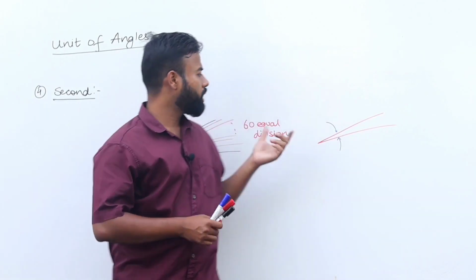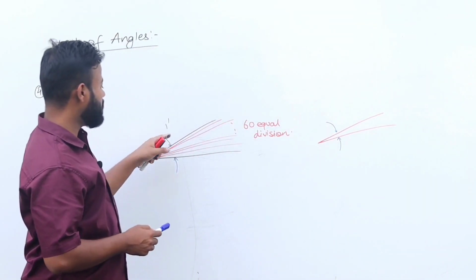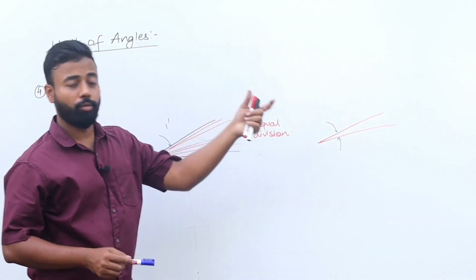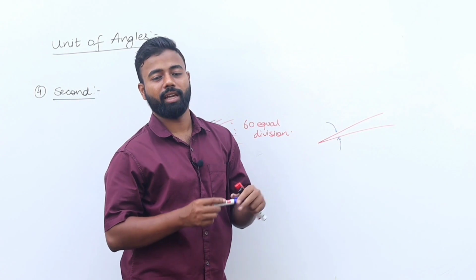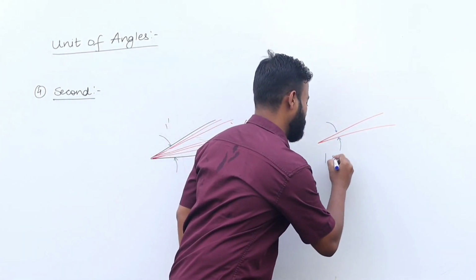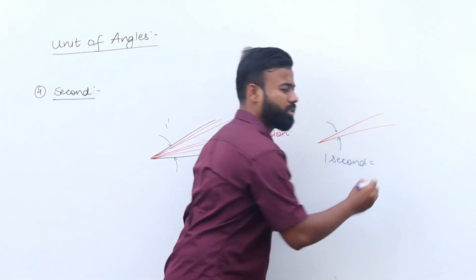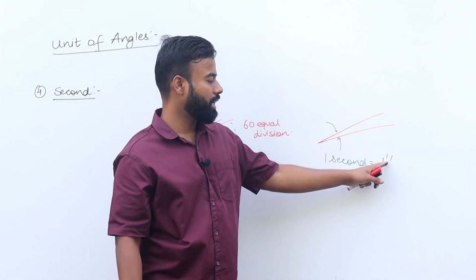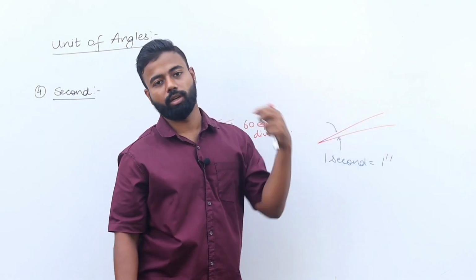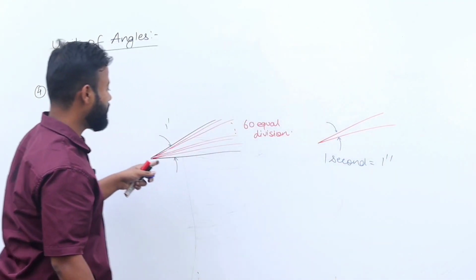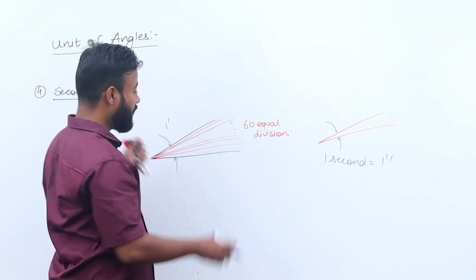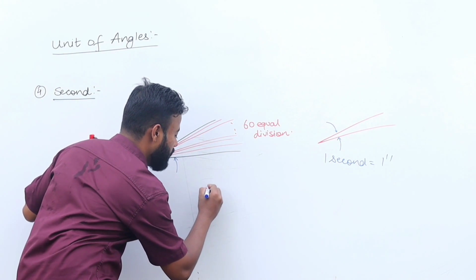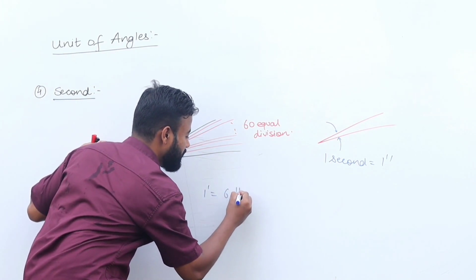Now the third unit of angle measurement is second. Suppose this is the zoom diagram of 1 minute. Now again I am dividing it into 60 equal parts. The one part that makes an angle is called 1 second. For convenience, we write it in this way, 1 second. There was one dash over it in minute, now it is 2 dashes over it. I hope it is clear. And the relation that we establish between minute and second is that 60 parts make 1 minute. Therefore, we can write it as 1 minute is equal to 60 seconds.